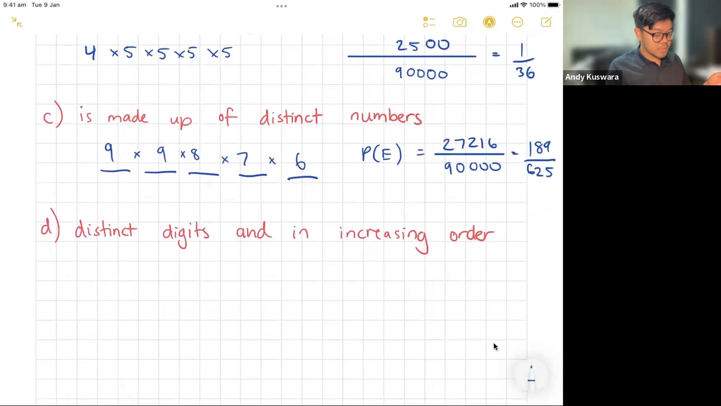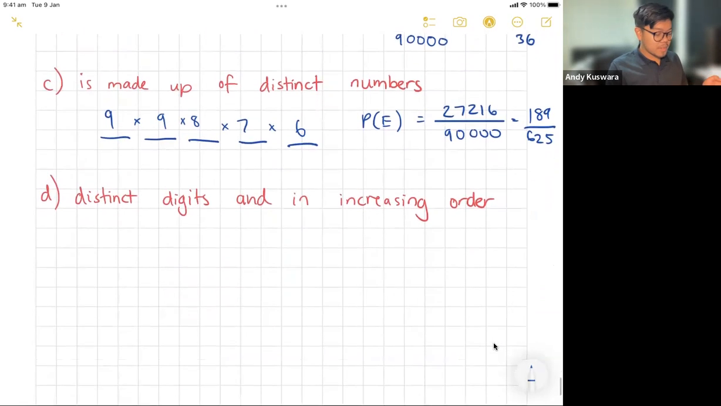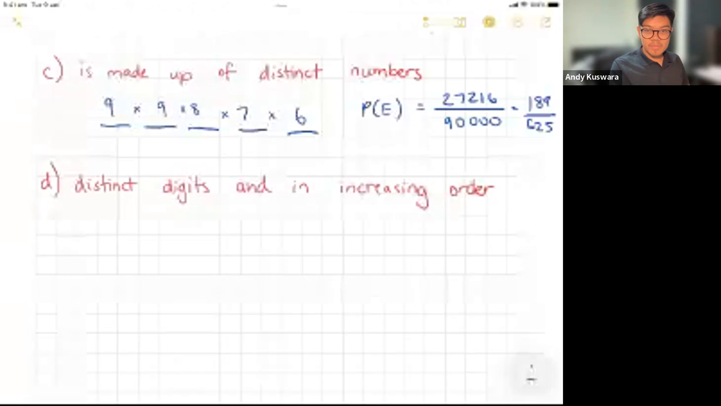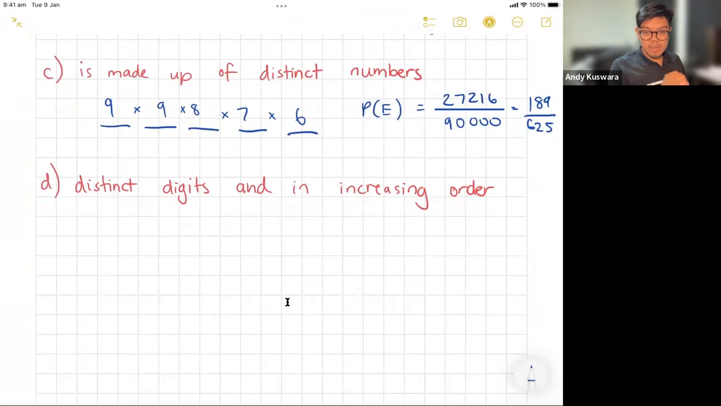Okay, now this one here is a little bit tougher. Distinct digits and in increasing order. This one is kind of a weird one. For this one, you're actually going to have to use a combination. Now, let me explain. We've kind of got 9 choose 5.